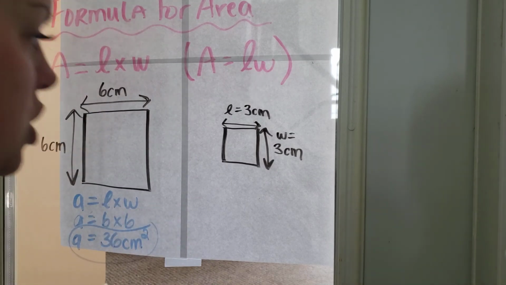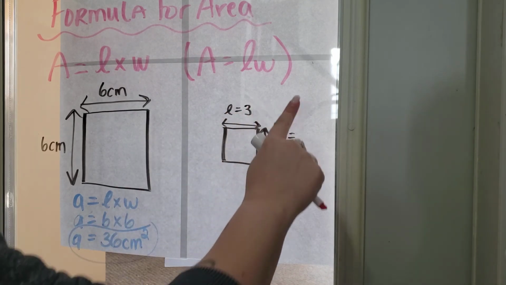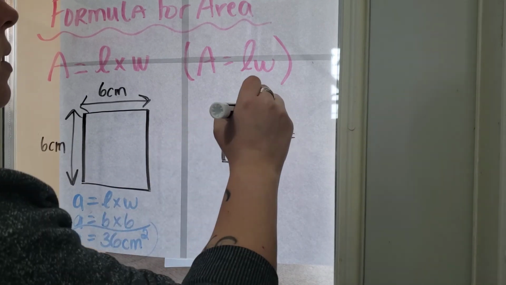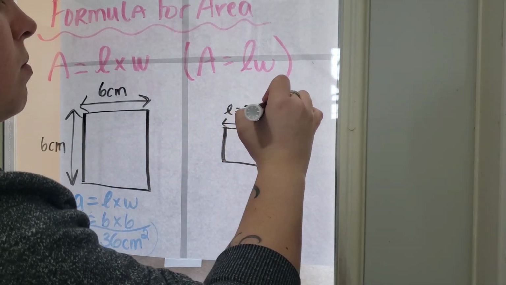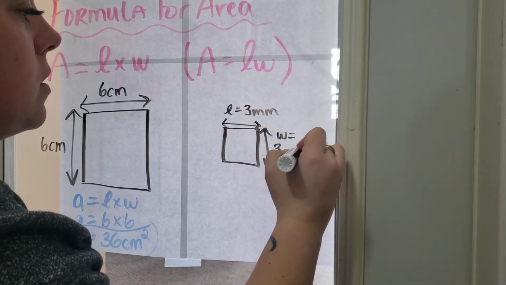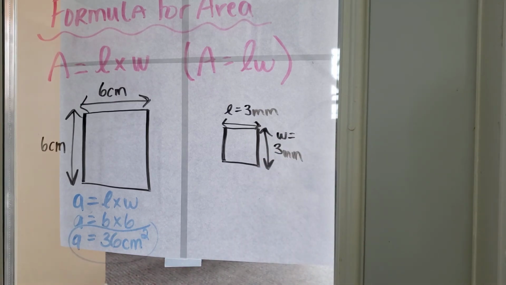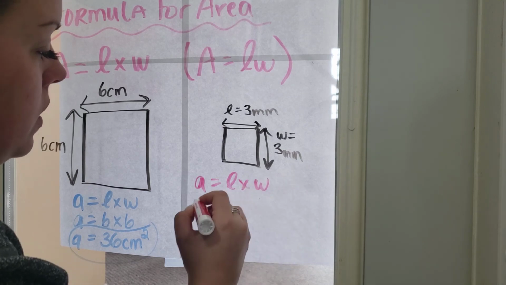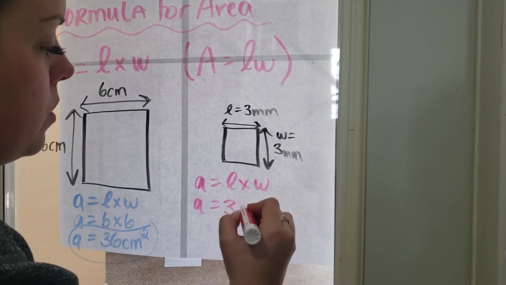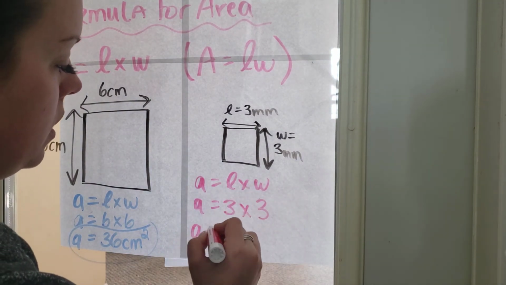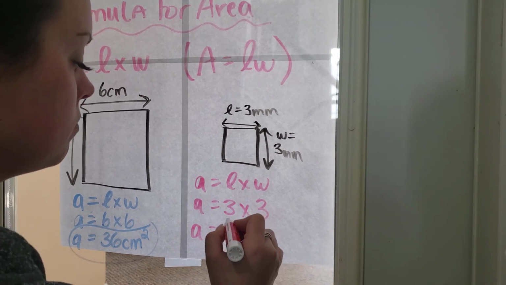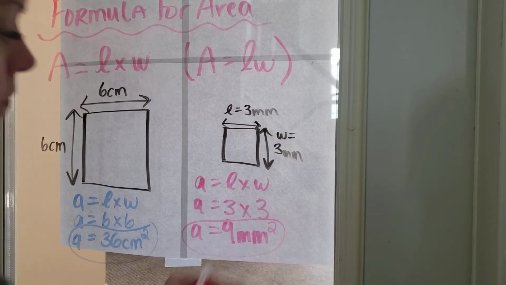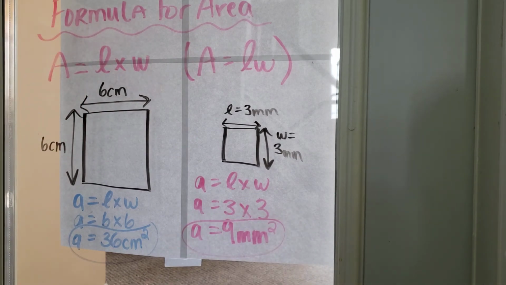So I'm actually going to change this one, and I'm going to say that it is millimeters. So this would be the same. Area equals length times width. Area equals 3 times 3. Area equals, what's 3 times 3? 9 millimeters squared. Okay, that's how you find out area.